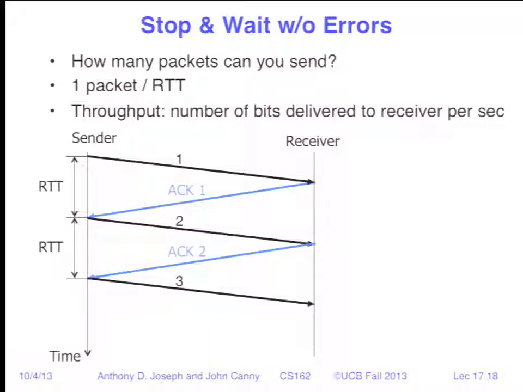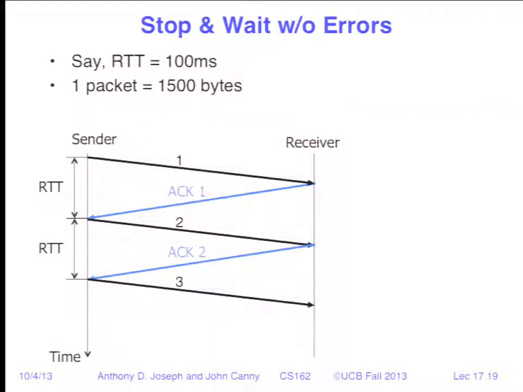So we need to make this a little bit more concrete. So let's pick some numbers. Just to be convenient, we're going to say the round trip time is 100 milliseconds. That makes the delay approximately 50 milliseconds, so one-way delay is half of that. And we're going to make our packets 1,500 bytes in size. Okay, so what's our throughput?